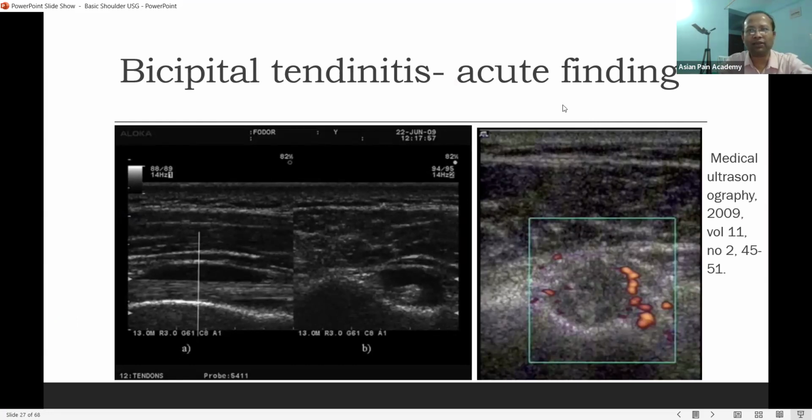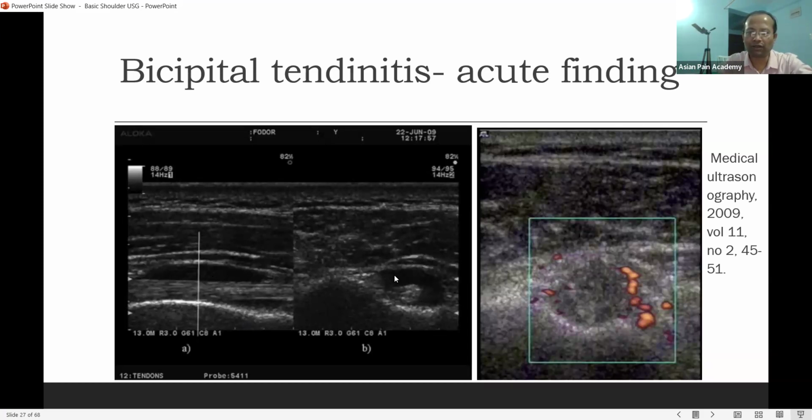Bicipital tendinitis acute finding means that acutely we find effusion around the tendon. Here you see in the long axis you can see some fluid. Of course, a minimal amount of fluid is sometimes normal. A normal patient will not complain of anything, you can just incidentally find a minimal amount of fluid, but not this much. So this is an effusion around the biceps tendon.